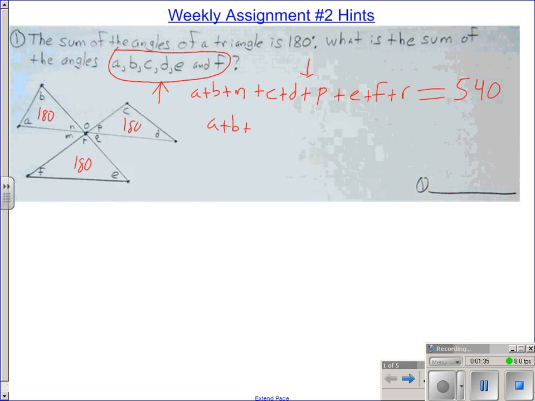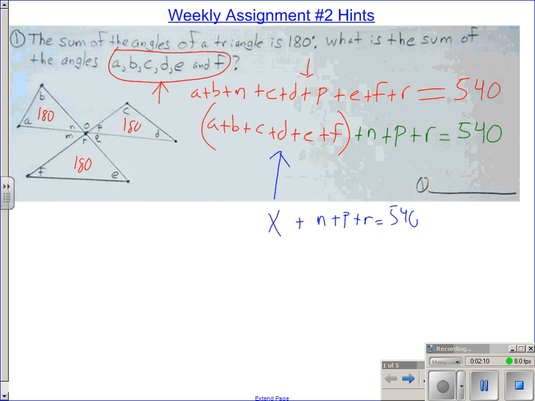A plus B plus C plus D plus E plus F. This is what we are looking for. Now, what we have left is plus angle N, plus angle P, plus angle R. That equals 540. So, you were trying to solve for this parenthesis. Think of that as your x. You got x plus whatever angle N is, plus P plus R equal to 540. Look at your picture. What do you know about those 3 angles? And there's your answer.